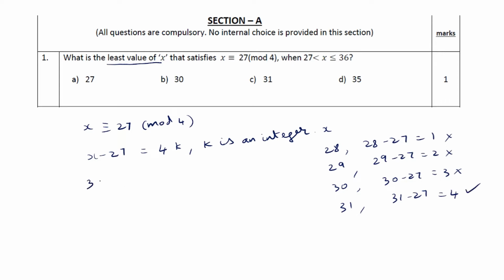So when x is 31, we get 31 minus 27 equal to 4 into 1, where 1 is an integer. So the least value of x which satisfies x congruent to 27 mod 4 is 31. So this is the least value of x. The correct option is option C.